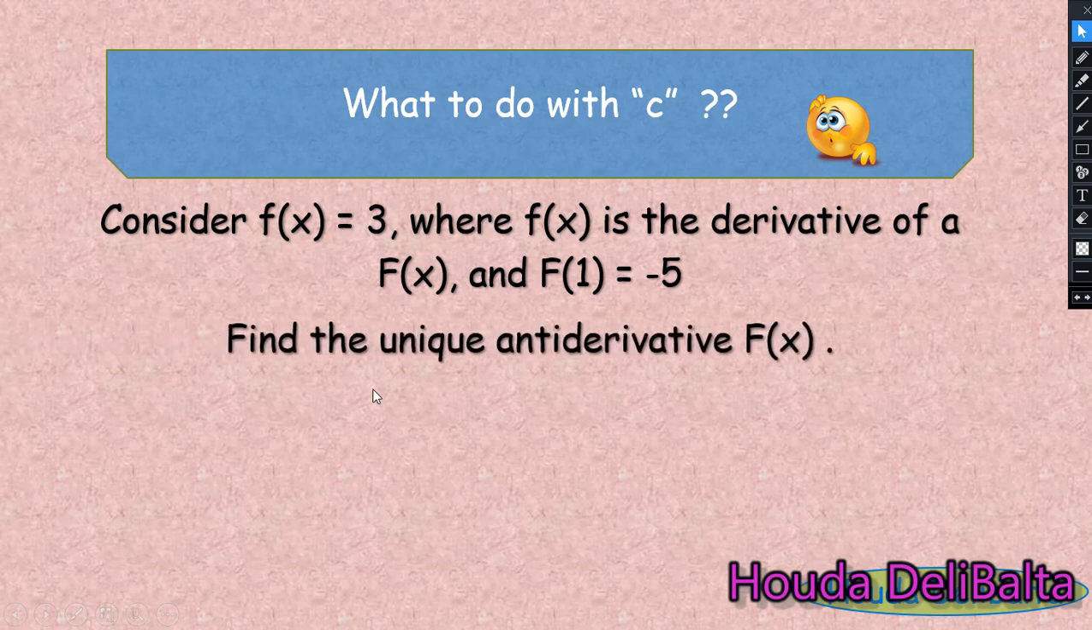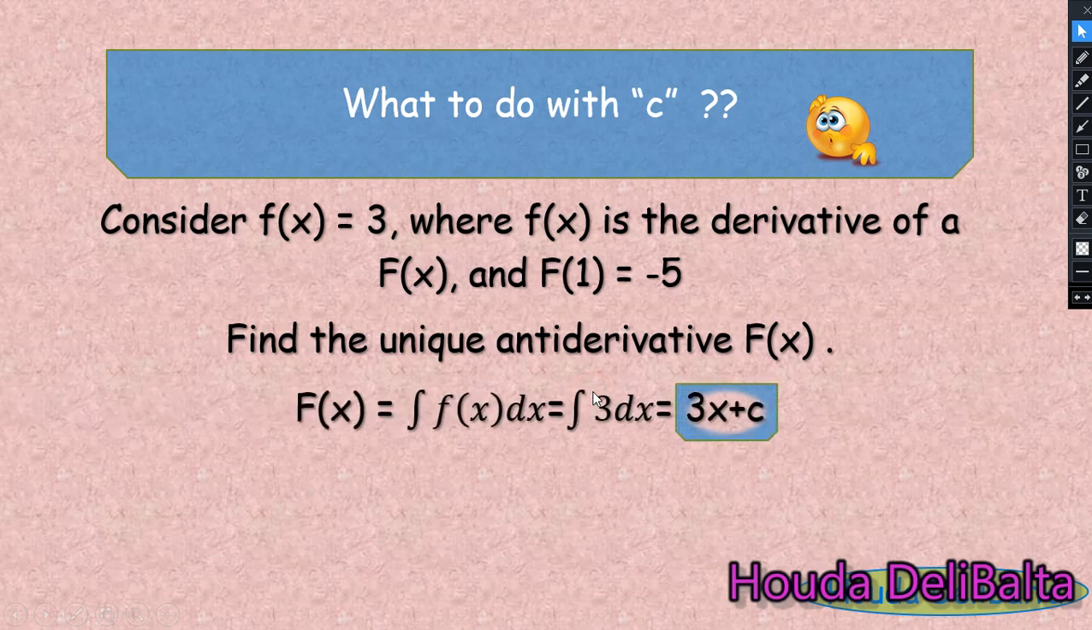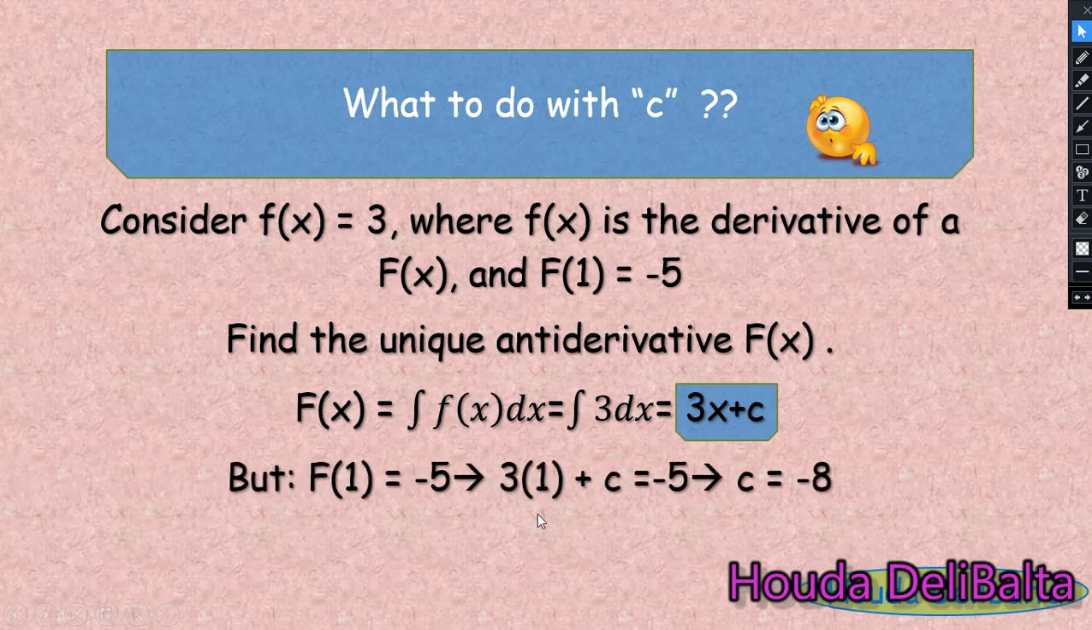Here we go. First of all, I have to find the antiderivative, and I call it the unique antiderivative. When I finish, I'll explain why I called it the unique antiderivative. Capital F of x, as I told you, is the integral of f of x dx, so I replace: integral of 3 dx, and the answer, as I told you, is I multiply this constant by x and I add c. Now, I should benefit from this given to calculate c. So some calculations will lead me to c.